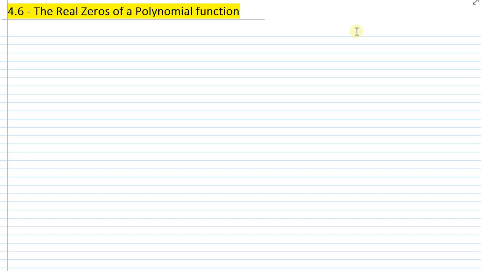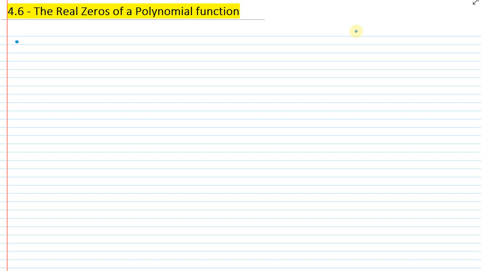Hello everyone. So previously we found zeros of a function whenever the function was factored or could easily be factored. The question might be, well, what if the function isn't factored or easily factorable? How can we find the zeros of the polynomial function? Because remember, if a function is in factored form, by the zero factor property, we can set each factor equal to 0 and find the solution to the polynomial equation set equal to 0.